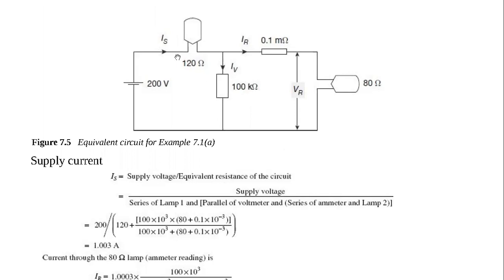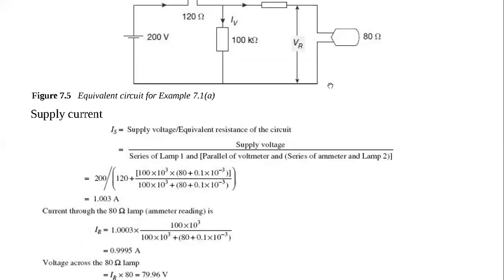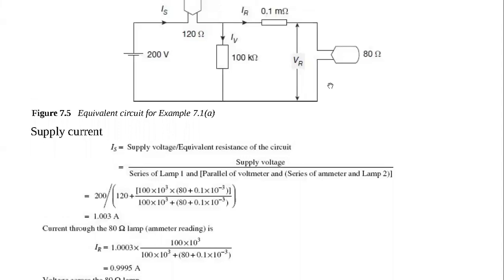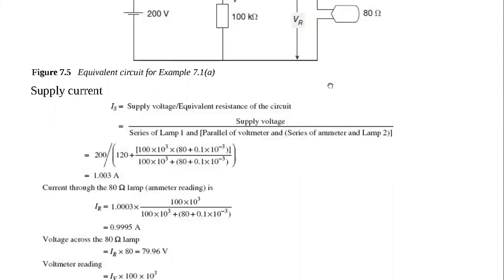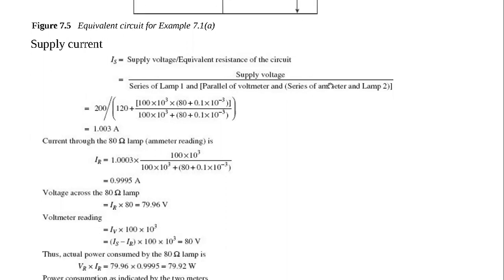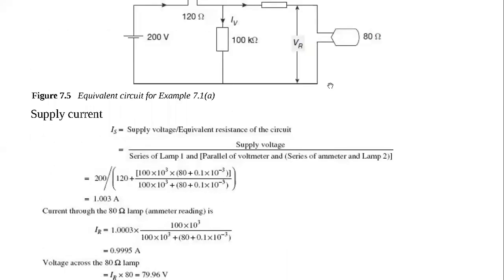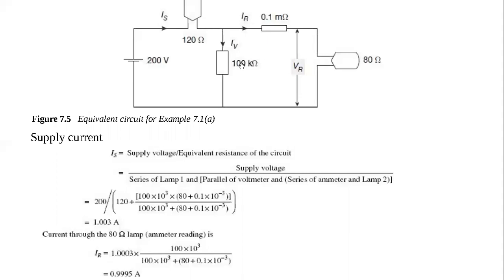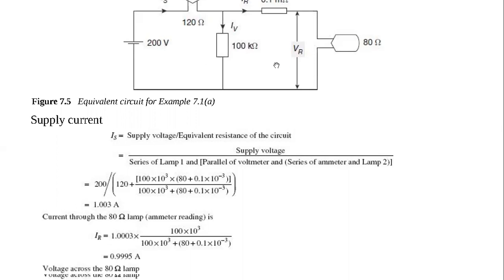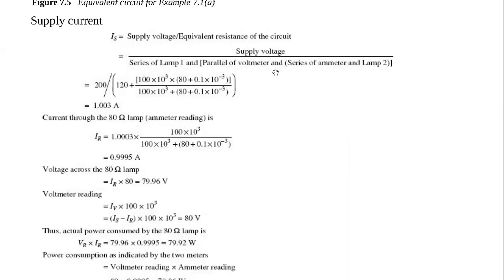IV will be IS minus IR. So IS, which was 1.0003, minus IR, which is 0.9995 amperes. Once you subtract the two, then times the value of the resistance here, you'll get the PD drop across this voltmeter, and that will be the voltage indicated in that voltmeter.